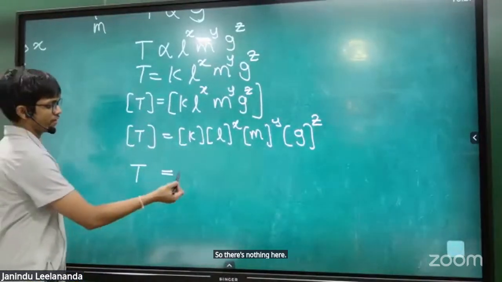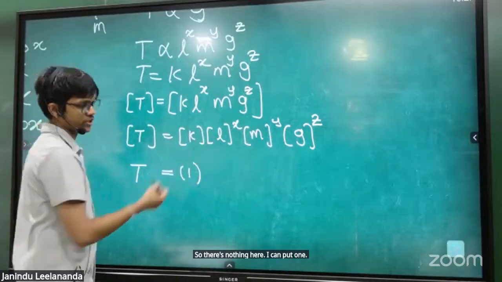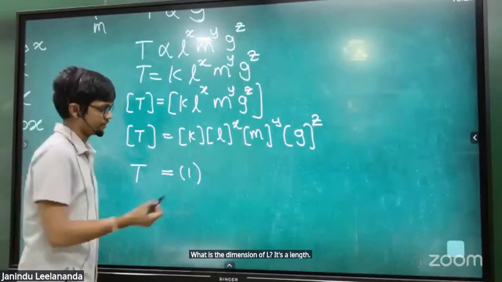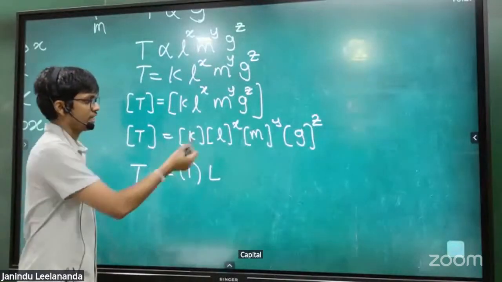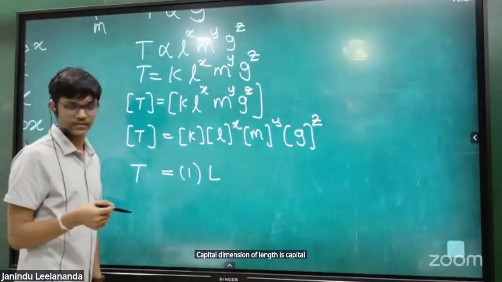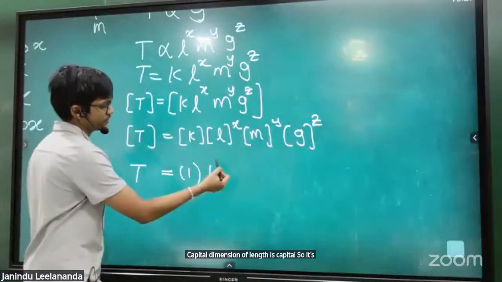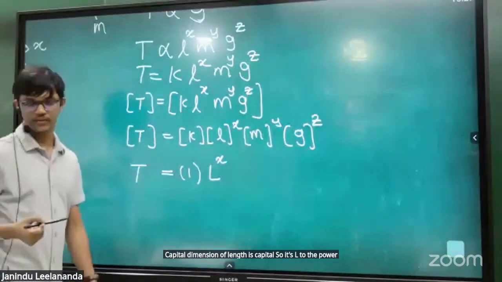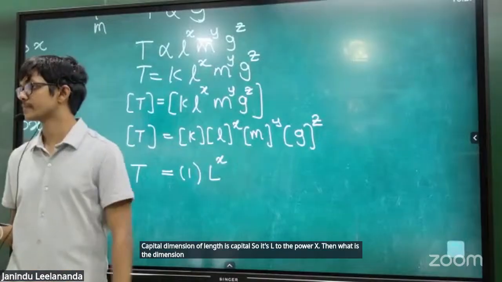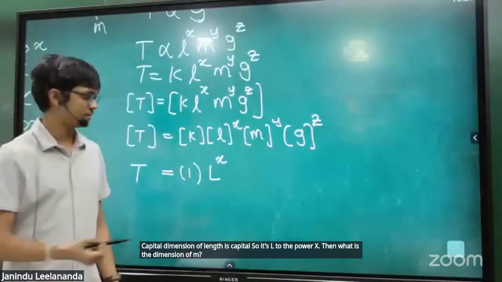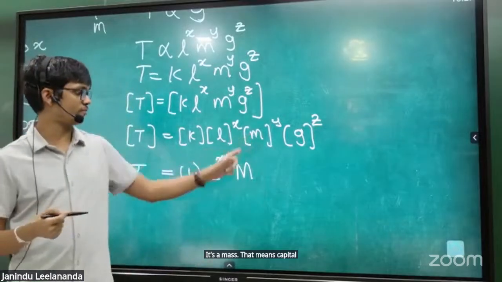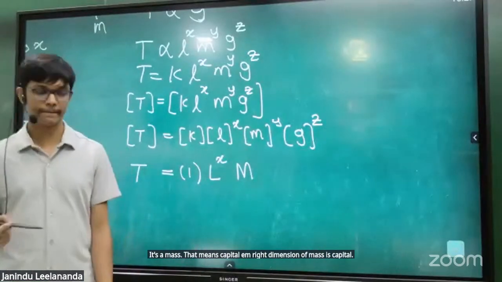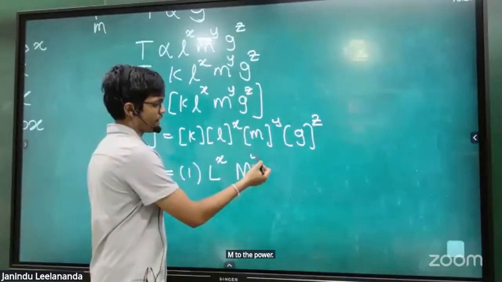I can put 1. What is the dimension of L? It's a length. That means capital L, right? The dimension of length is capital L. Clear? So it's L to the power x. Then what is the dimension of M? It's a mass. That means capital M, right? The dimension of mass is capital M to the power y.